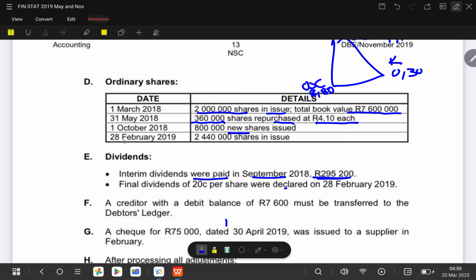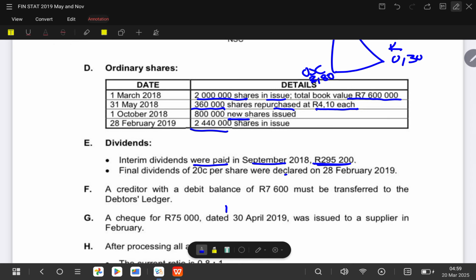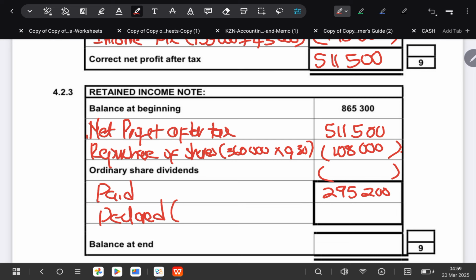Let's get what else they're saying. They're saying that on 28 February 2019, 2,440,000 shares were bought back. So check when the new shares were issued in October. So obviously they will also qualify for the final dividend. Okay, so let's check what they gave us here. They are saying that a final dividend of 20 cents per share was declared on 28 February 2019. So what you are going to do is take that 2,440,000 and multiply it by 20 cents, then it will give you the value of those shares.